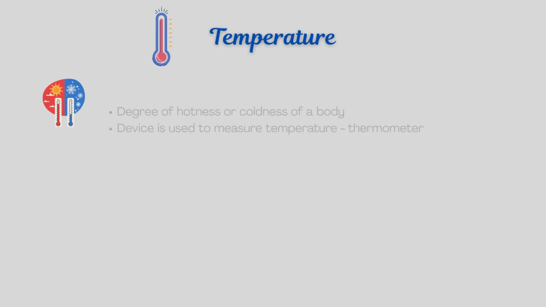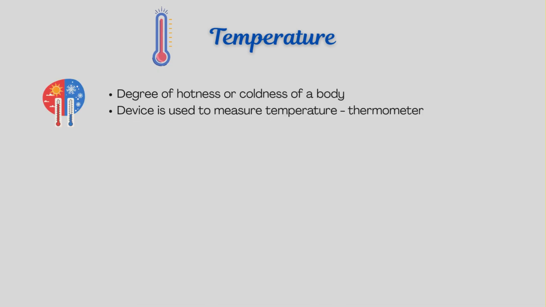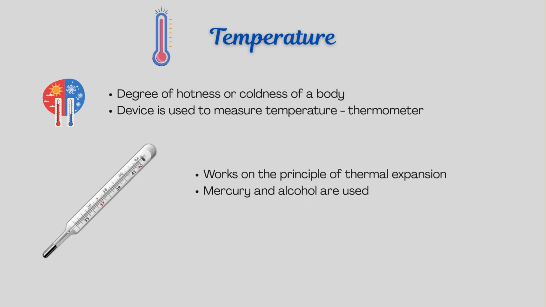Temperature. The degree of hotness or coldness of a body is called temperature. A device used to measure temperature is called a thermometer. A thermometer works on the principle of thermal expansion, which implies that matter expands on heating and contracts on cooling. There are different substances, such as mercury and alcohol, which are used in thermometers for measuring different ranges of temperature.